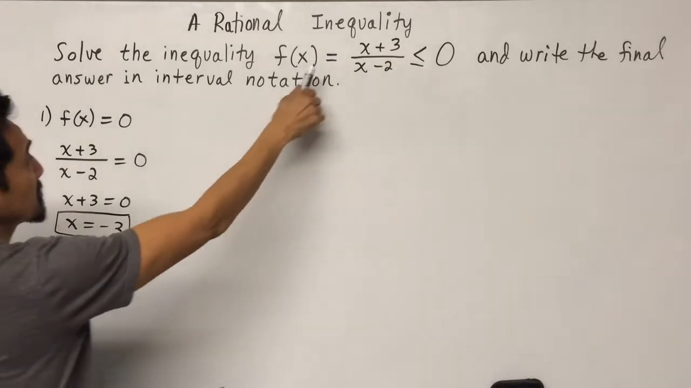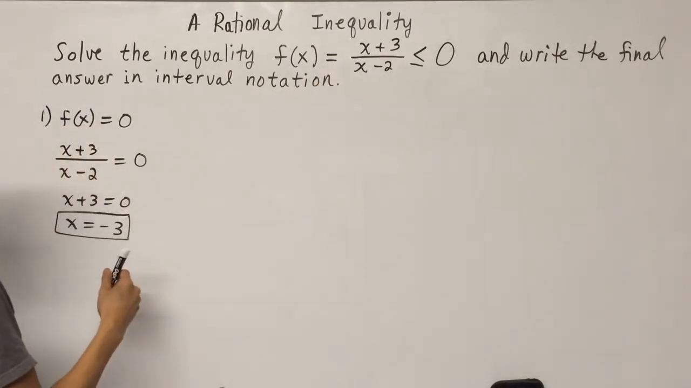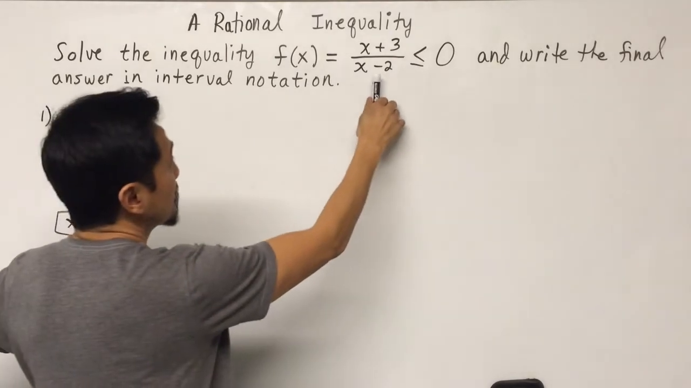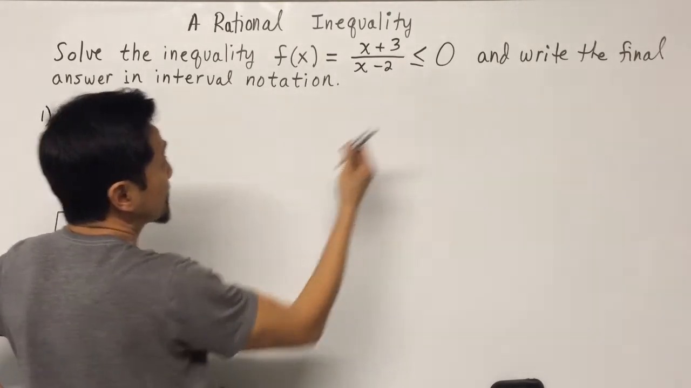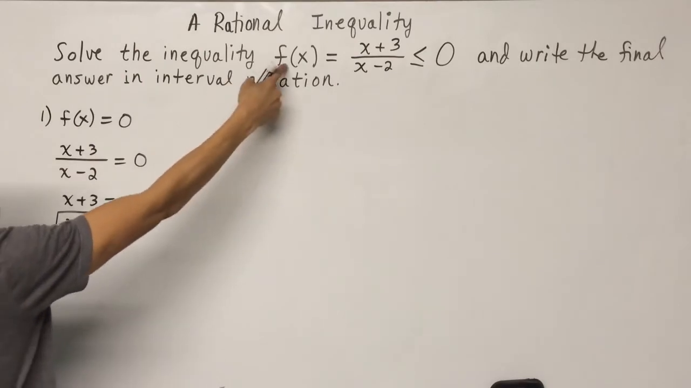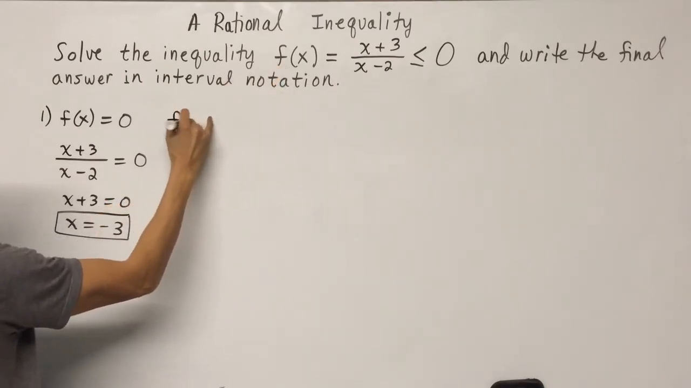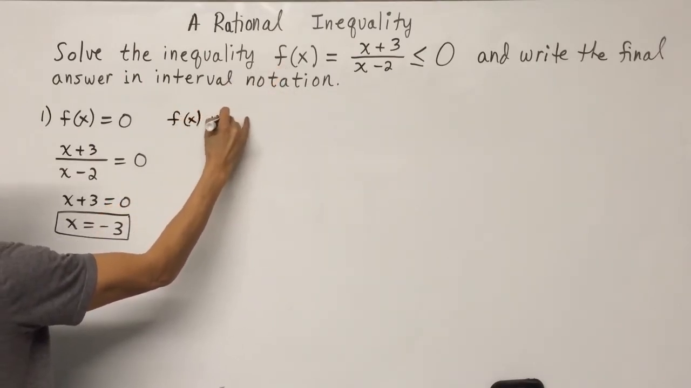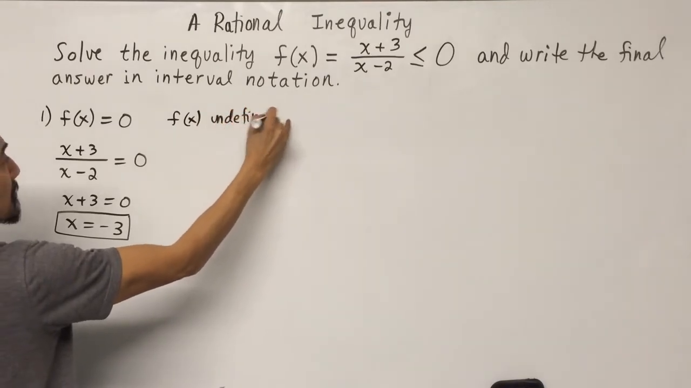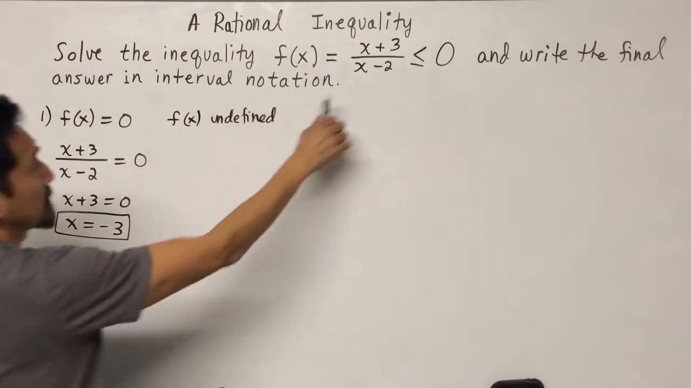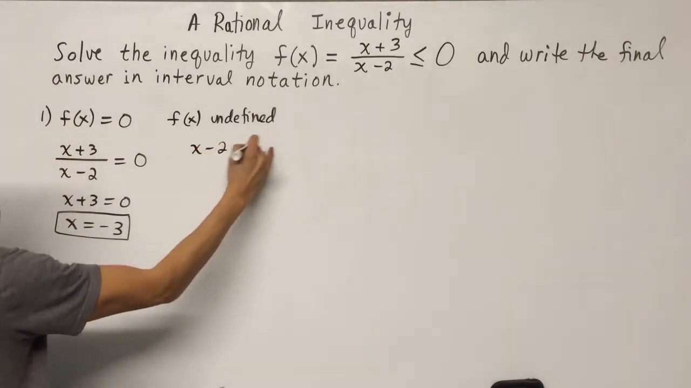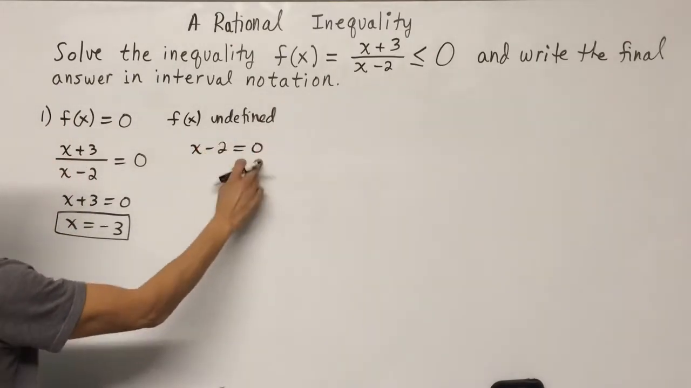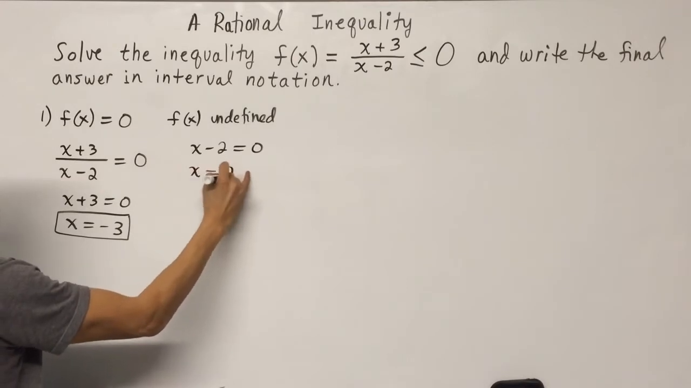Now, when you're dealing with rational functions, they could possibly change signs around their vertical asymptotes. So the next thing we need to do is figure out where f of x becomes undefined. And it's going to become undefined where its denominator is 0. Okay, so that's going to be at 2.